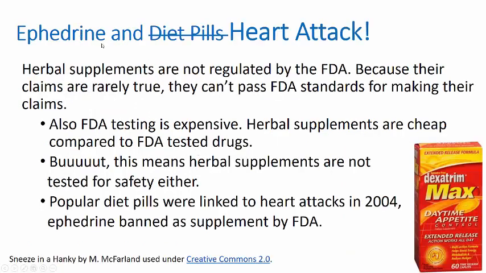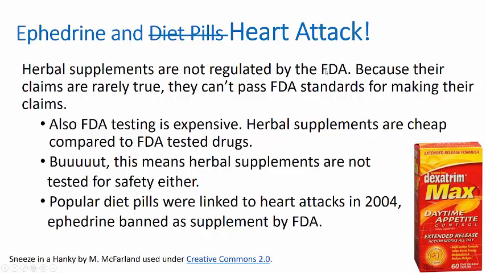All right, so let's talk about ephedrine and diet pills. And by diet pills, I mean heart attacks. Yes, that's right. I told you it raised your heart rate. Well, if you're cranking down diet pills that happen to have something that raises your heart rate, and it's an herbal supplement, well, see, herbal supplements are not regulated by the FDA.